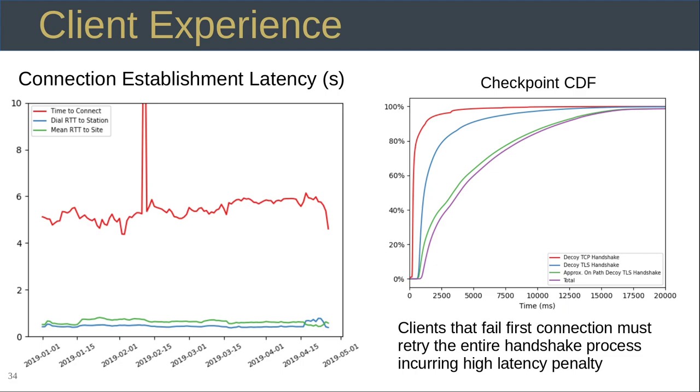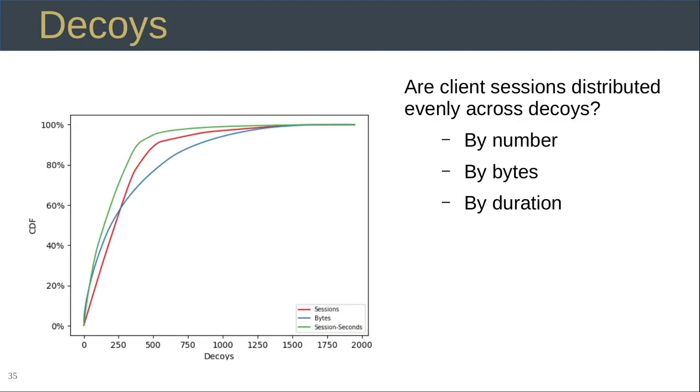Now, some reasons that they might fail are things like the decoy that they chose was down or did not route past a participating router on its path from the client to the decoy for some reason. But either way, if the client failed that first handshake, they would have to retry the entire handshake, and that was a high penalty. As far as how those decoys are used, we hope that our decoys would be used uniformly, allowing connections to be balanced across them. In practice, that's not exactly what we found.